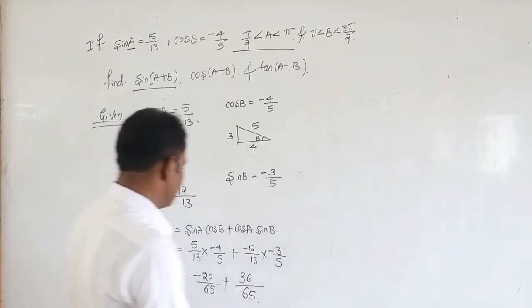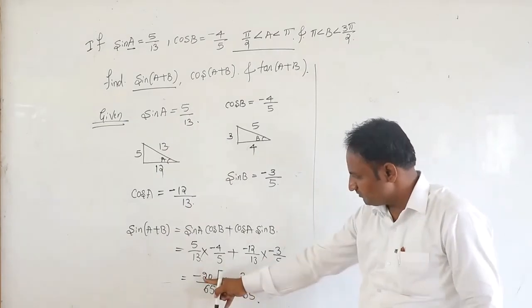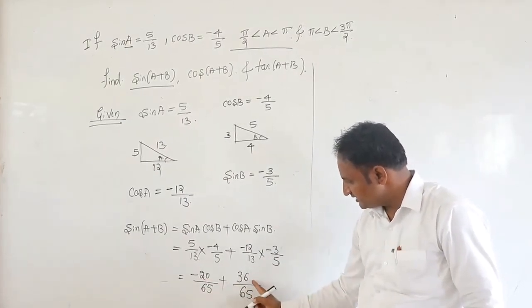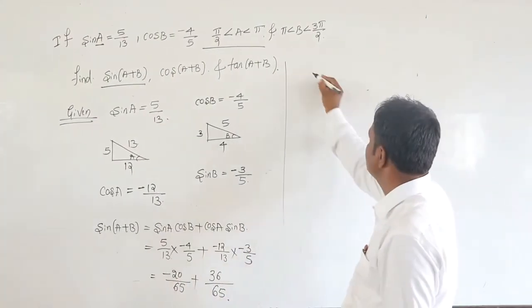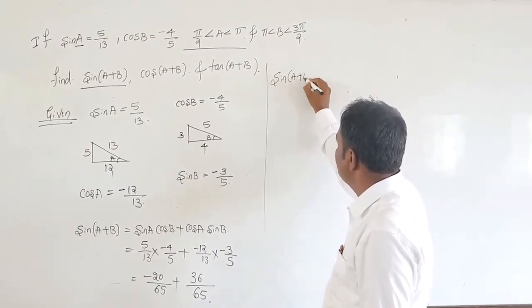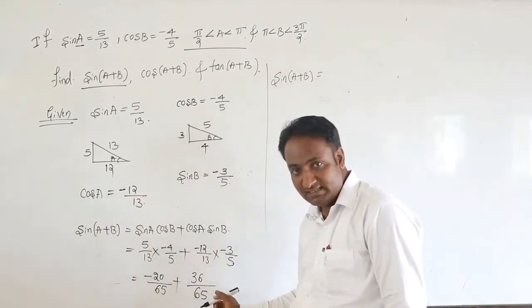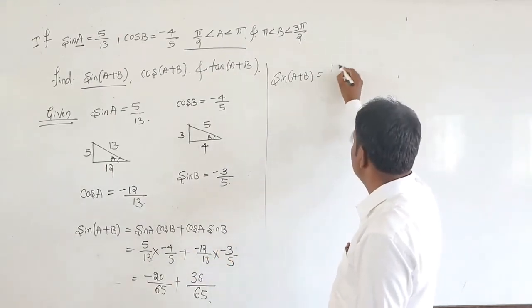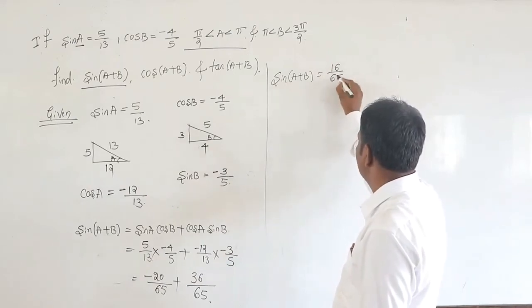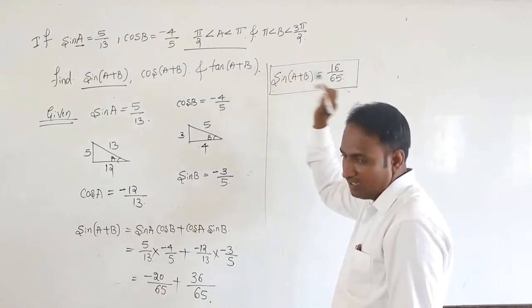36 divided by 65. That implies here plus 36 base is same, plus 36 minus 20. Its value, sin of A plus B, is equal to minus 20 plus 36. Value is 16 divided by 65.